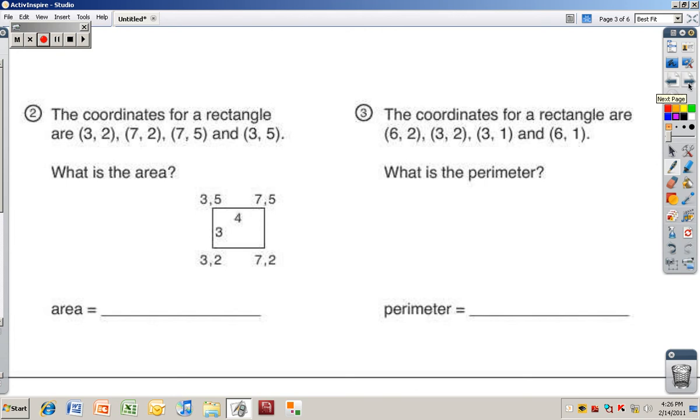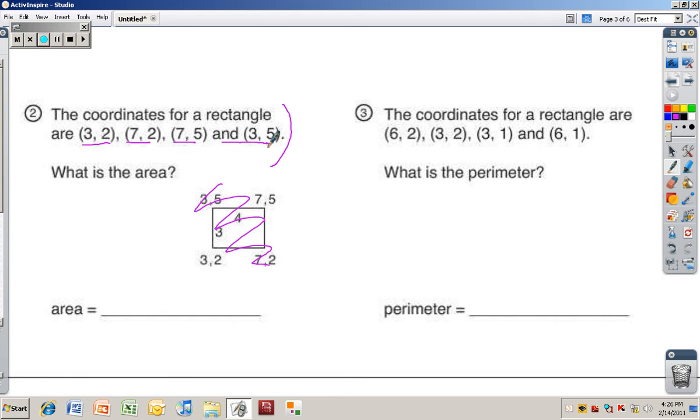Okay, now what you're going to see on your daily work for these is problems that look like this. We're going to kind of ignore this for right now just so I can demonstrate how this is done. The coordinates for a rectangle are 3, 2, 7, 2, 7, 5, and 3, 5. These are the four corners of a rectangle on a grid. They ask you what's the area.